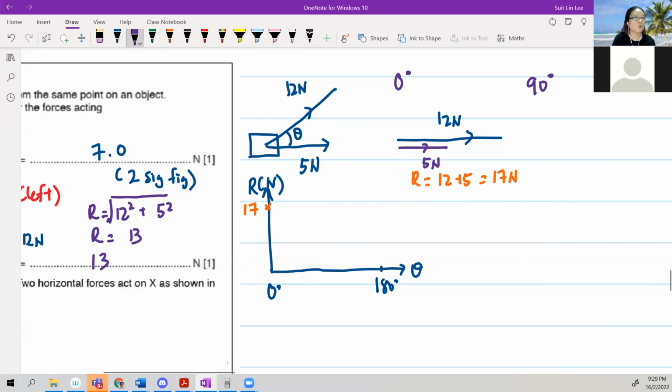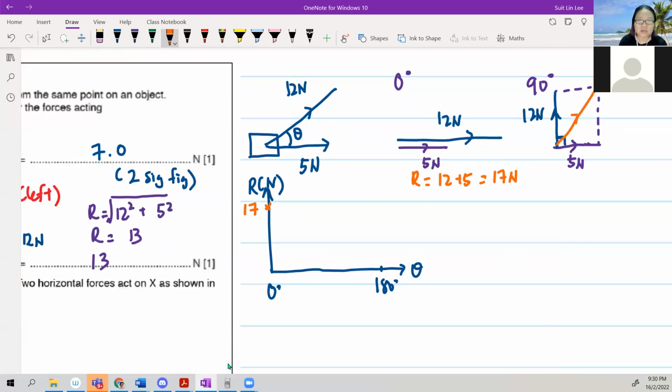And we already know what the value is for 90 degrees, right? Let's say 12 Newton is here, or maybe we anchor with 5. So 5 is here. And your 12 Newton, 90 degrees, so 12 will be pointing upwards. Now, this is 90. If this is 90, we already find the resultant, right? The resultant, I'm going to use orange. This is the resultant. And this resultant will be 13. So at 90 degrees, this one is going to be 13.